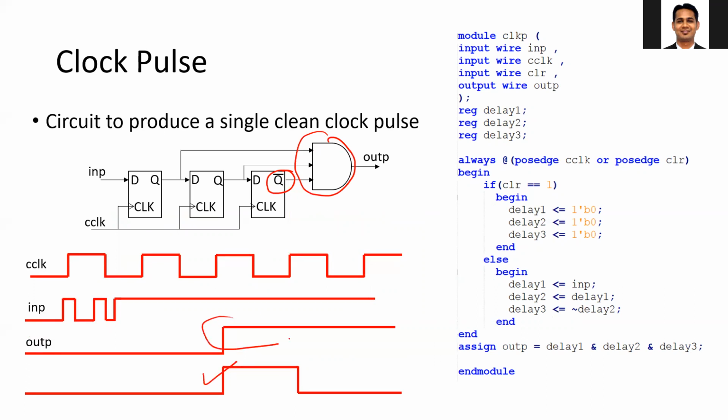So instead of this output, we'll get the output like this, which is the clock pulse. And what we have done here is, instead of taking the normal output, we need to do the inversion. Either you do it here, or you can do it here, depending upon where you want to do it. So this is how you can generate a clock pulse.